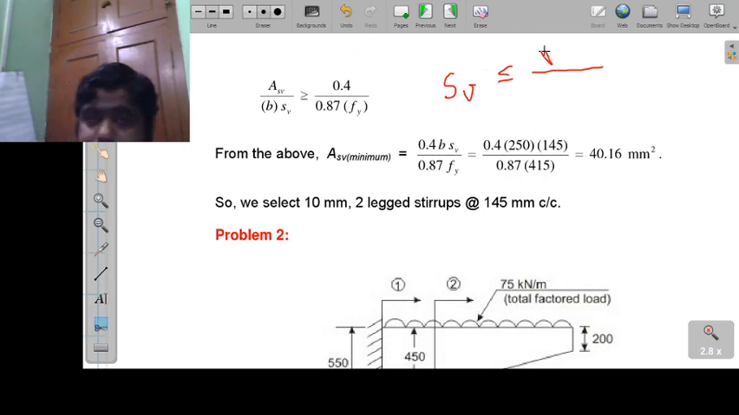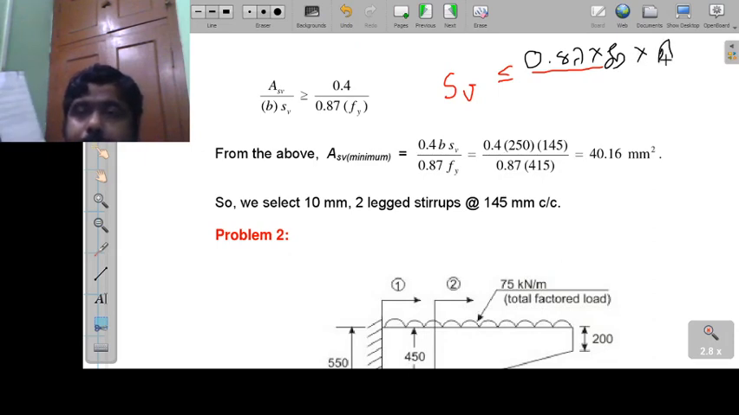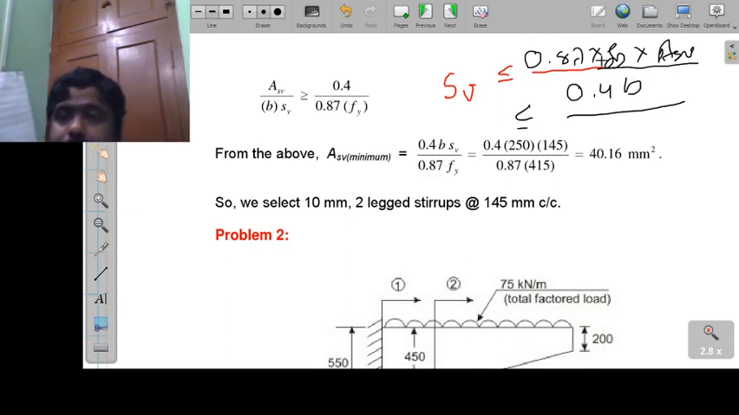0.87 into Fy into ASB, I can write like that, divided by 0.4 B. Okay. So, that indicates how much it will be. You can put all the values, 0.87 Fy. Now, ASB you put. If you take 8 mm, then what was your ASB?